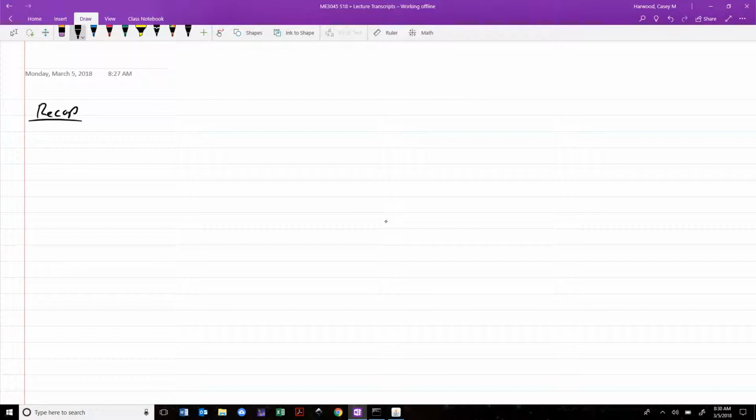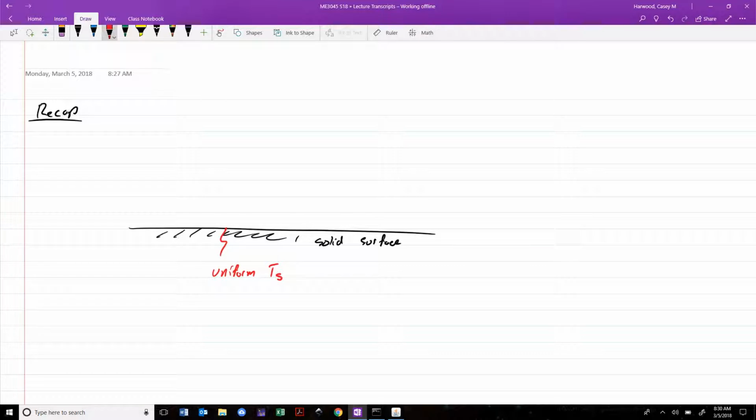So if you have some surface, we'll call this a solid surface, and we'll assume that it is at some uniform temperature, which we'll denote T sub S, for surface, and we have some fluid, usually air, water, oil, something that can behave as a Newtonian fluid, that flows past the surface. We'll say that that flow has a velocity of u infinity and a temperature of T infinity.